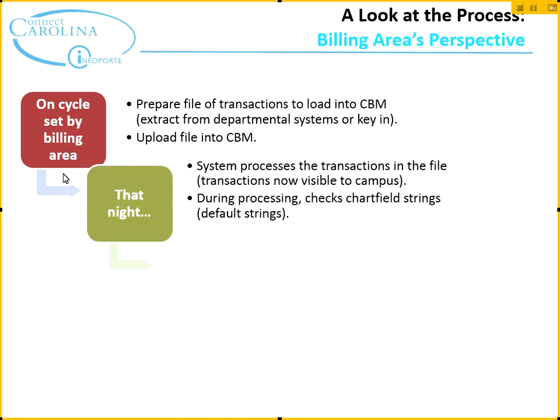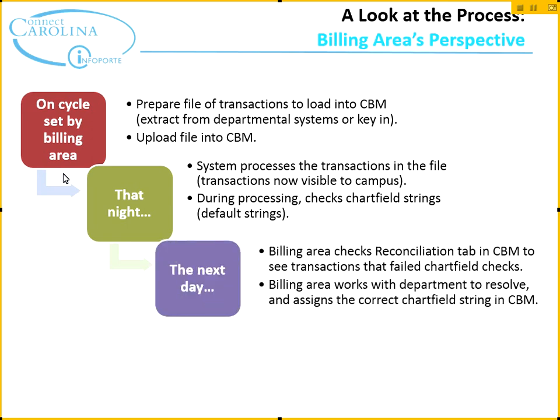Each night the system is processing these transactions and doing a check to make sure that the code is valid. In this case, it's the department default code. If a billing charge or transaction is not valid or the chart field isn't valid, it bounces to a reconciliation tab. It's not visible to you. The billing area representative reviews that tab, contacts the customer, gets a correct chart field, and then that transaction flows through a posting process on its own with the correct chart field.